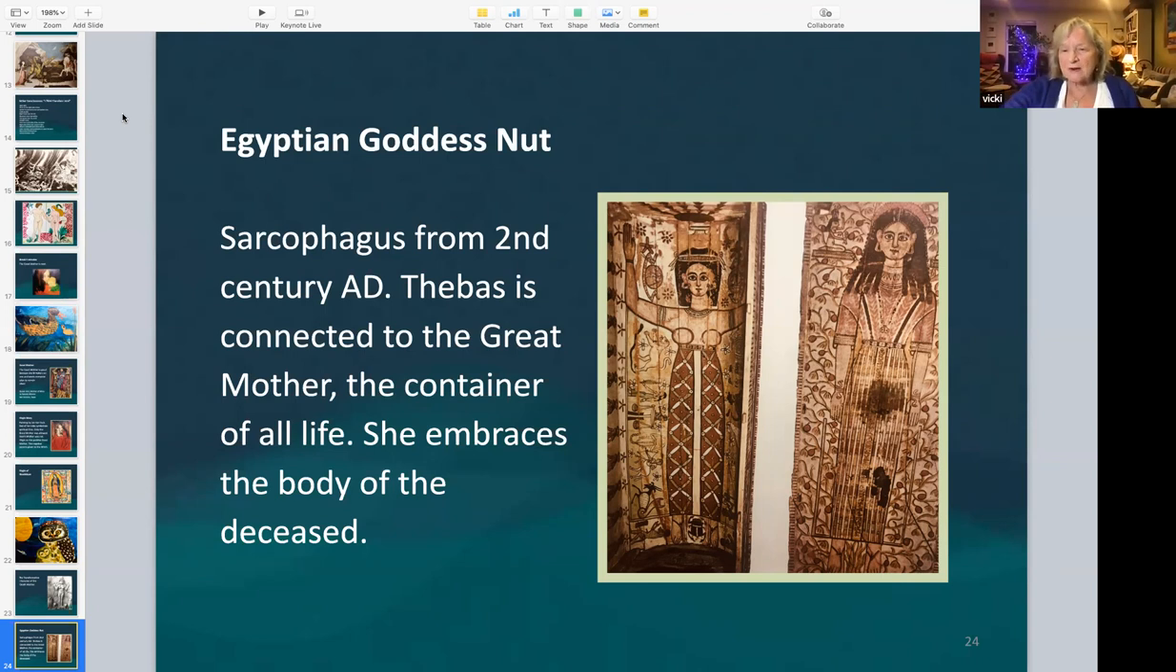And so we now have the Egyptian goddess Nut, N-U-T, from the 2nd century AD, Thebes. She's connected to the Great Mother, the container of all life, and she embraces the body of the deceased. On one side of this image is the body, and on the other side is the image, so it would be your left. And the right is the actual deceased. She's there to care for the deceased as they transform into the next realm.